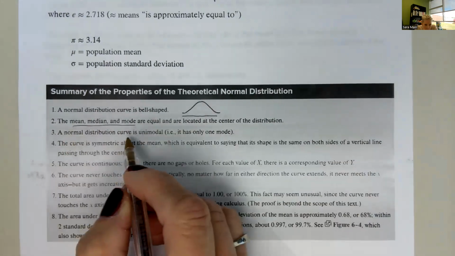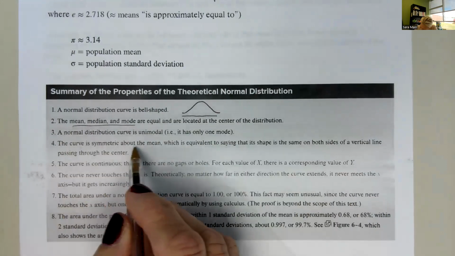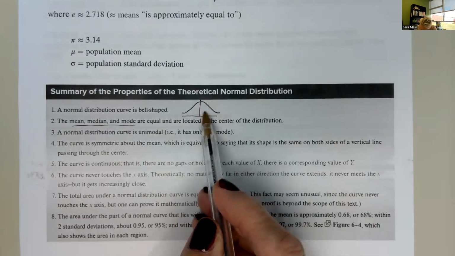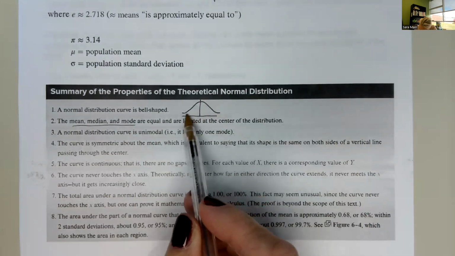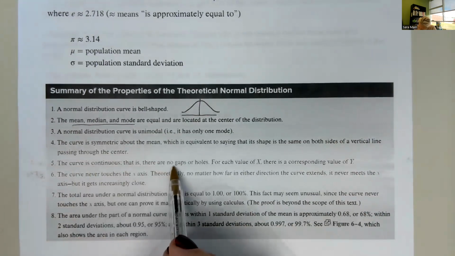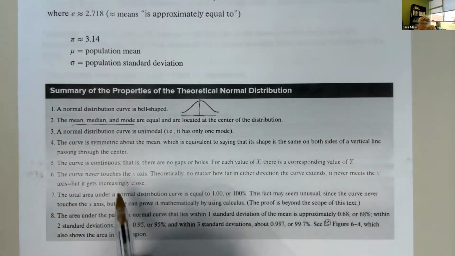A normal distribution curve is unimodal. There's only one mode. The curve is symmetric about the mean. So that means that half of the data should fall to the right and half of the data should fall to the left. The curve is continuous. That is, there are no gaps or holes. For each value of x, there is a corresponding value of y.